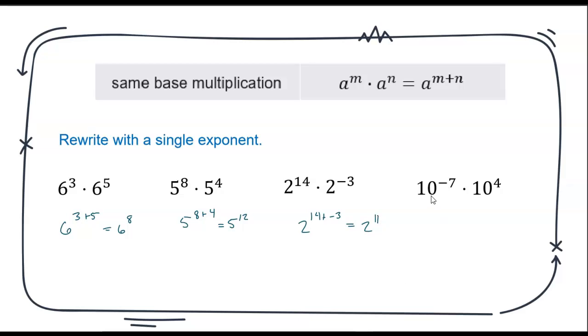And this last one, our base is 10. We're going to add the exponents because we're multiplying, so negative 7 plus 4. This equals 10 to the negative 3. So we rewrote all of those with a single exponent by adding the exponents.